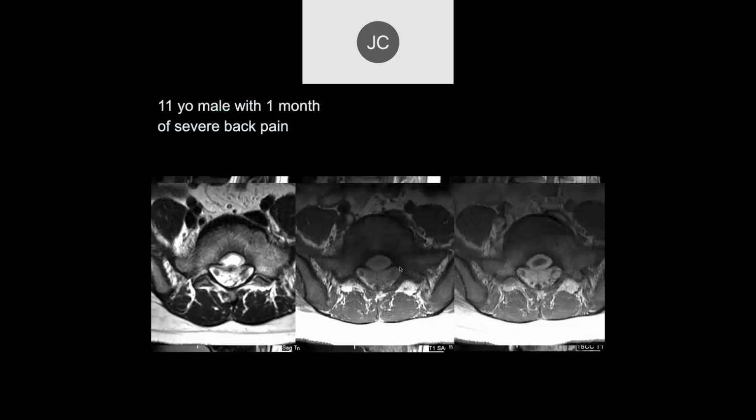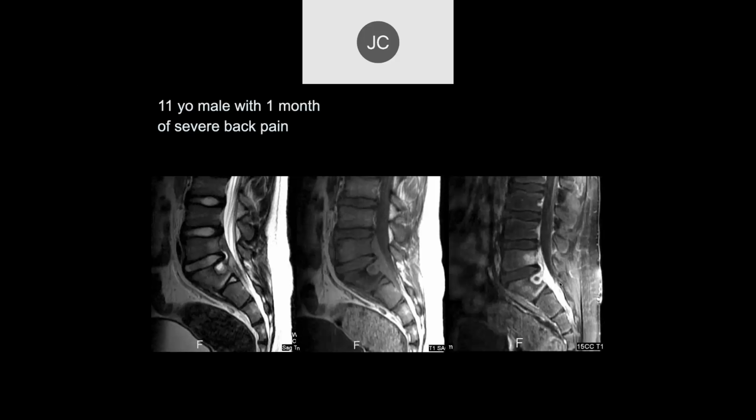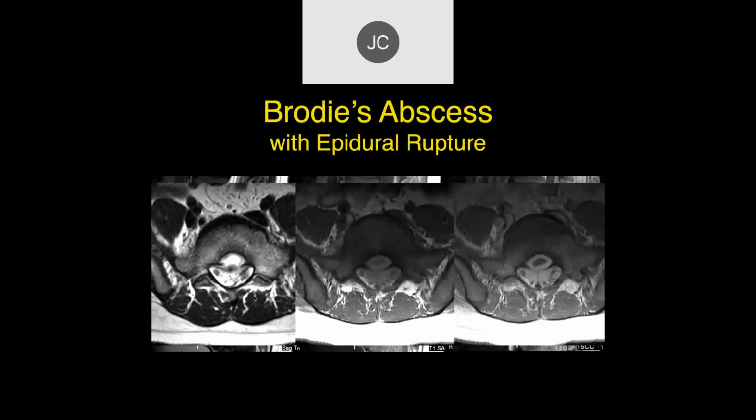T2 on the left, T1 in the middle, and then contrast on the right. Right. So enhancing soft tissue. So I'd be concerned about an epidural abscess and osteomyelitis. So this started out as a Brodie's abscess near the end plate that ruptured through the posterior cortex into the epidural space. So that was a ruptured Brodie's abscess.